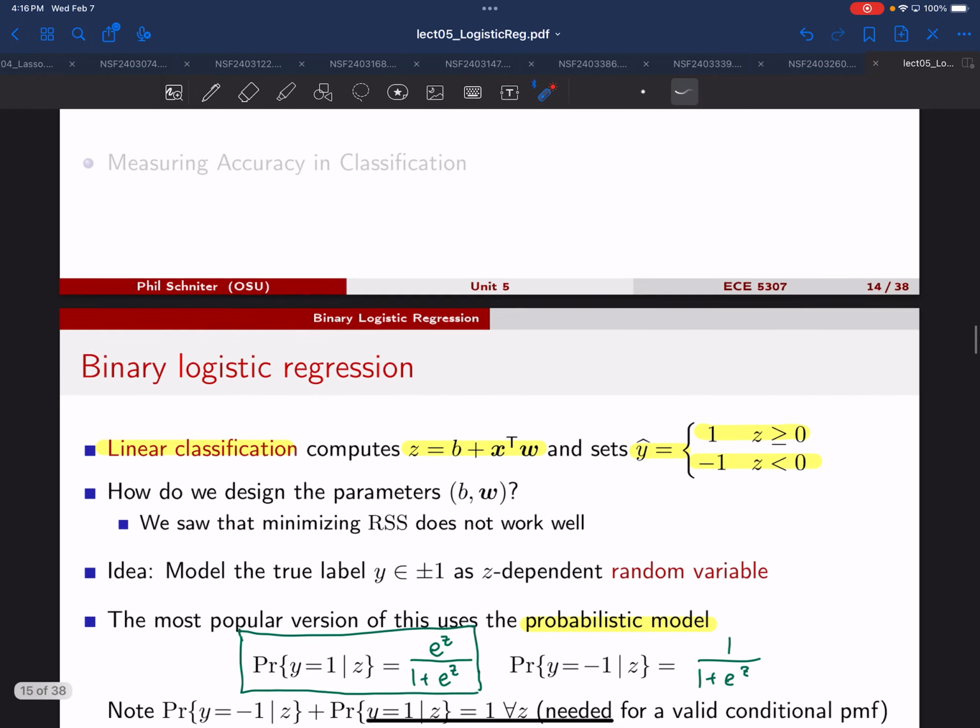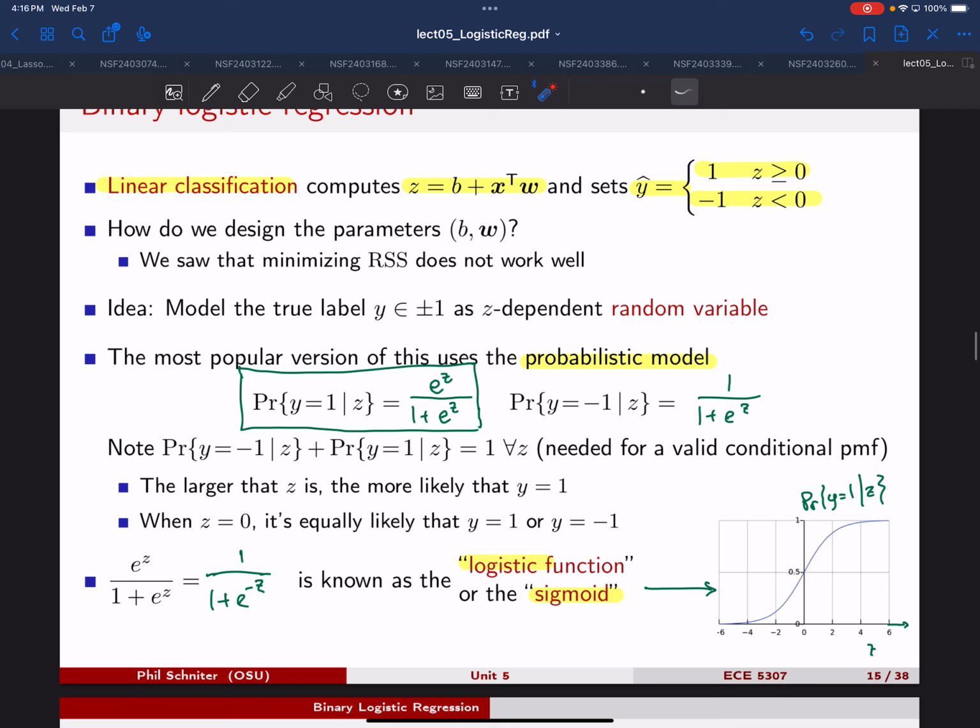So we said, what about this idea? Let's come up with a probabilistic model that essentially treats y, the label, as a random variable, given a particular value of z. The simplest of this class of models uses this ratio here, e to the power z over 1 plus e to the power z. If you plot this probability as a function of z, you get this sigmoid shape.